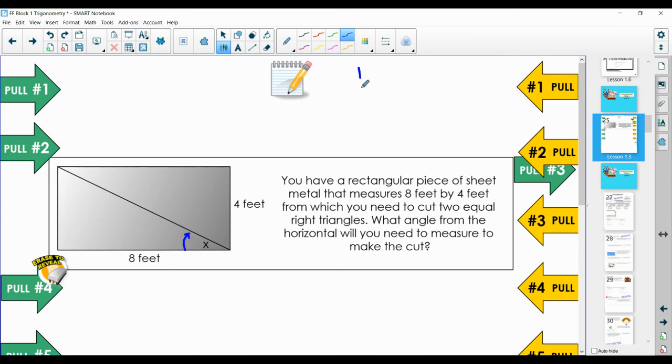If you chose to orient your sheet metal differently, let's say that you decided to make this 4 feet and 8 feet, there would be our diagonal, and this here would be our x value. So it just depends on which way you've oriented your sheet metal as to what your diagram would look like. All right, moving on to the next one.